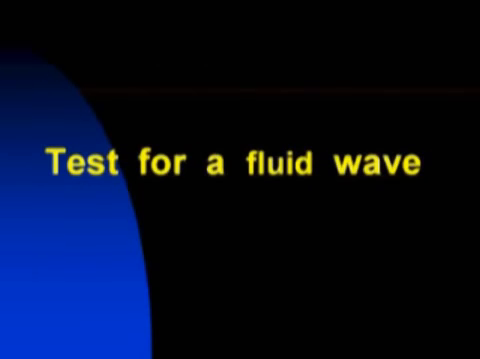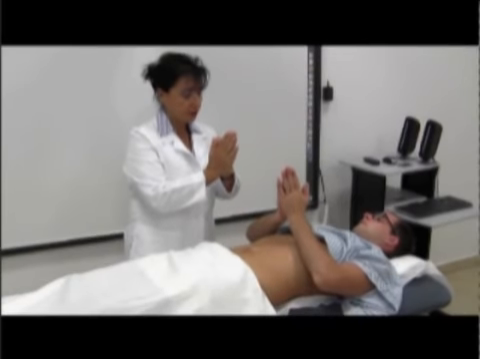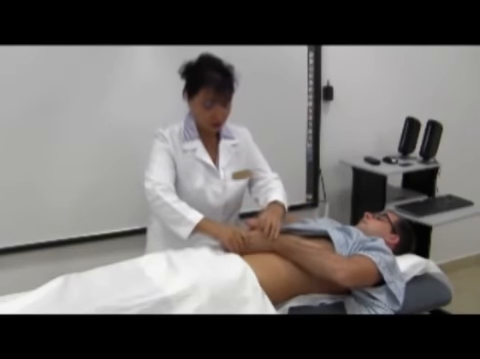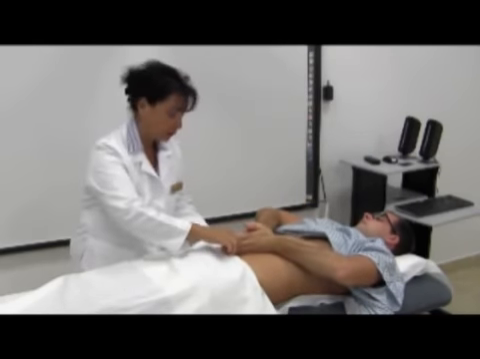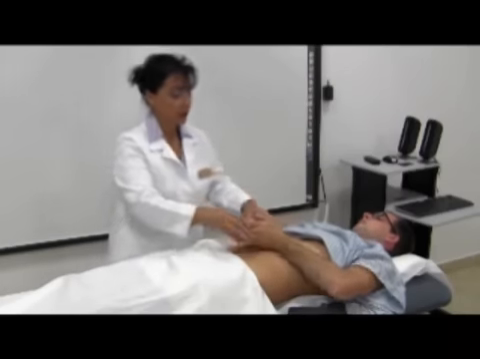Test for a fluid wave. Ask the patient to press the edges of both hands firmly down the midline of the abdomen. This pressure helps to stop the transmission of a wave through fat. While you tap one flank sharply with your fingertips, feel on the opposite flank for an impulse transmitted through the fluid.